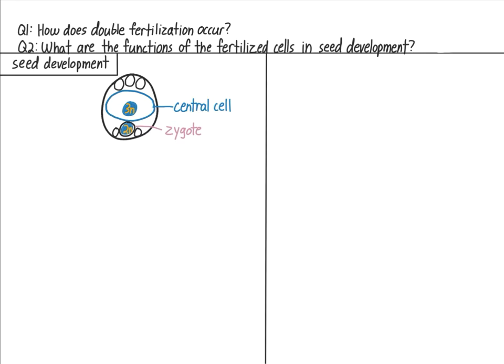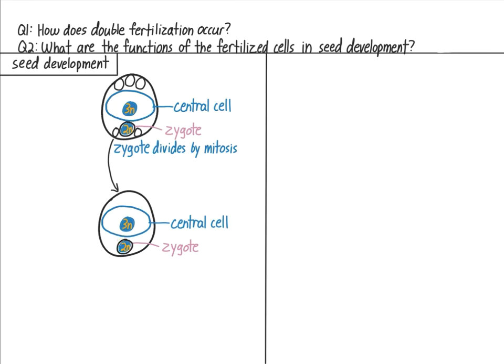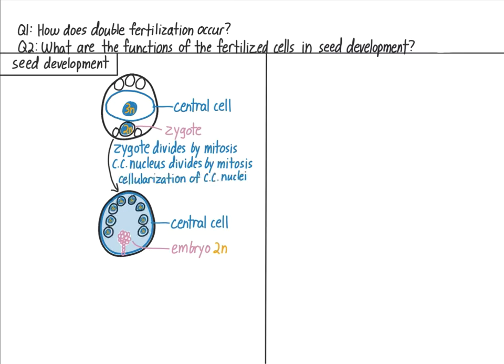Here's the fertilized egg sac. It's within the ovule, but I'm not showing the rest of the ovule in these drawings. During seed development, the zygote divides by mitosis, forming the embryo. The central cell expands, and the nucleus divides several times by mitosis, followed by cellularization. The resulting tissue is called the endosperm and is rich in nutrients. The function of the cells of the endosperm is to feed the growing embryo.